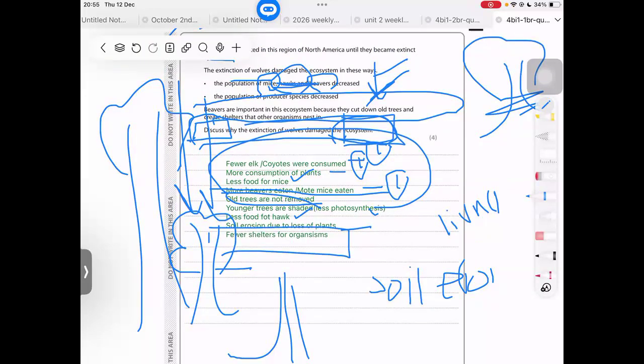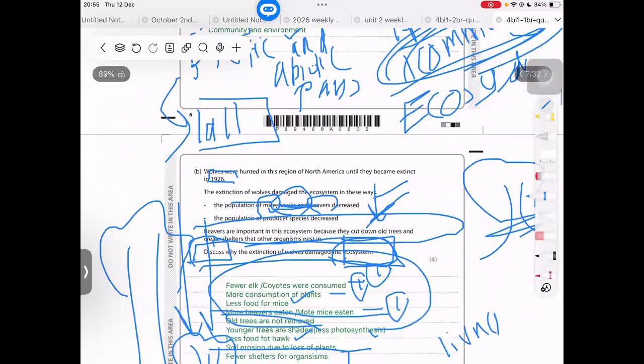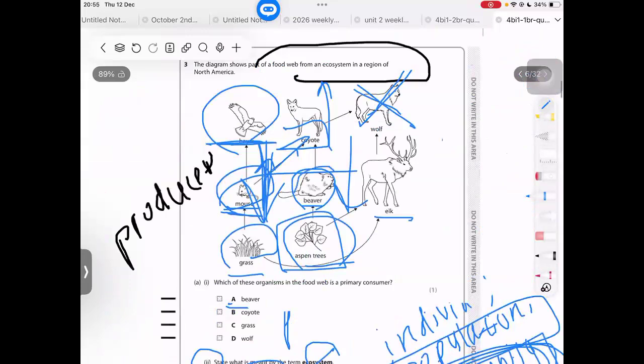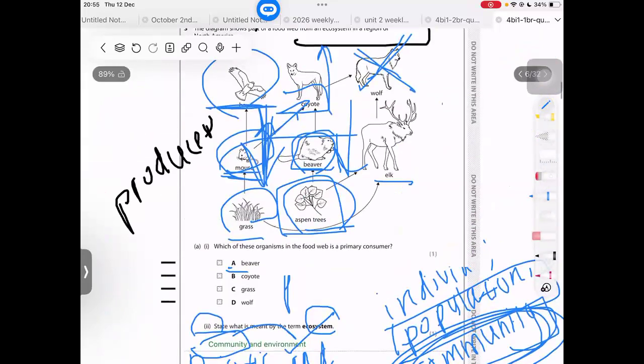If you have written any of the 4 points, you get 4 marks, right? You can write like this as well: fewer elks or fewer coyotes are hunted, or fewer trees, fewer small plants. But don't write "no or fewer beavers", because they have not given marks for "no or fewer beavers". They have not given marks for that particular answer.